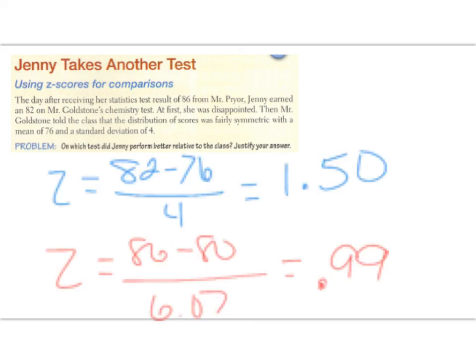So what that tells us then is that relatively speaking, relative to the class, Jenny did better in chemistry, even though she got a lower score on the test. Relative to the other kids in the class, Jenny did a better job on that test because she was 1.5 standard deviations away from the mean versus only 0.99 standard deviations away from the mean in the statistics test.